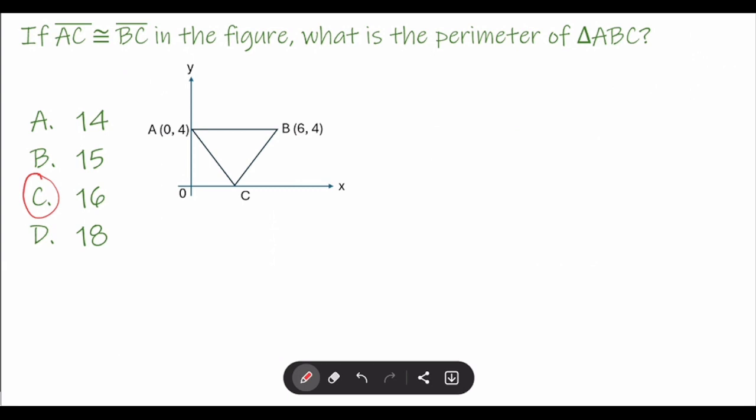This symbol means they are equal in measure, equal in length. That's congruent. It's an equal sign with a wiggle on top. Congruent means they are equal in measure. That's specific, that it is the measure that is equal. So AC is this and BC is this, so they are equal.